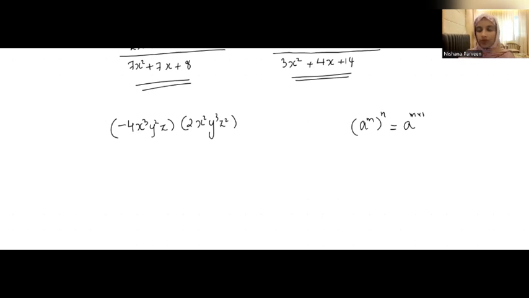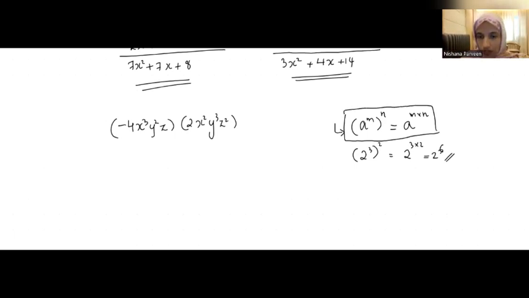What does it mean? Just imagine you have 2 raised to 3, the whole squared. You can multiply 3 times 2. That's 2 raised to 6. Did that make sense? Okay, so this is how you will be doing this one. You have to keep in mind, a raised to m, the whole raised to n, will give you a raised to m times n.